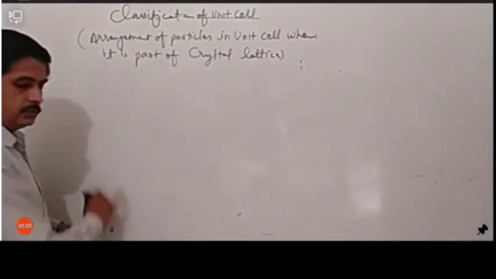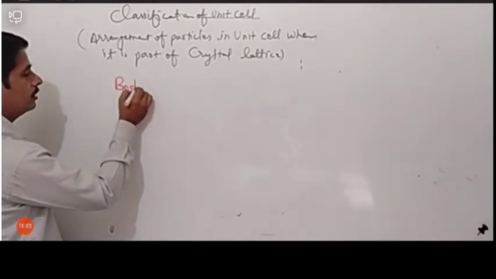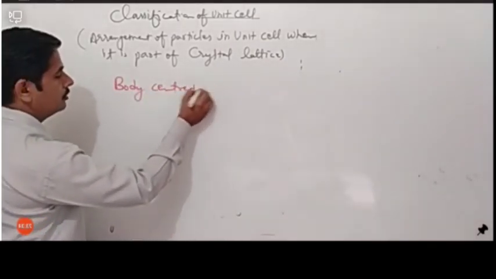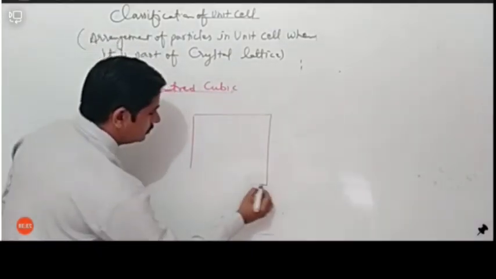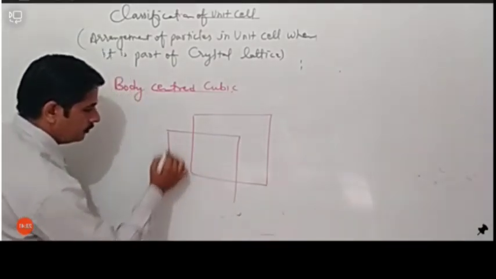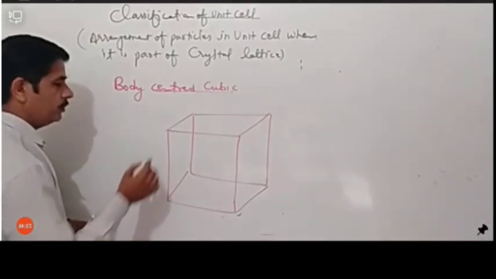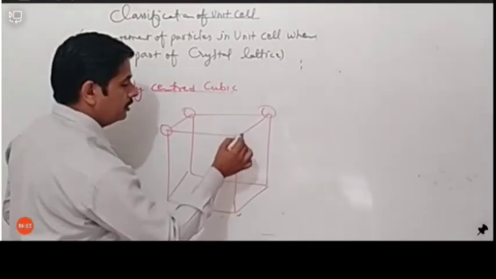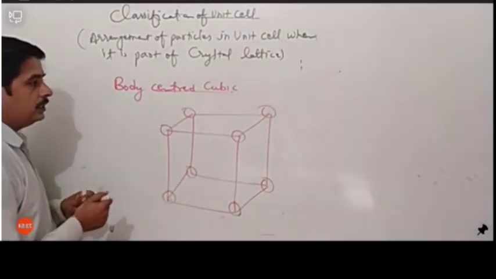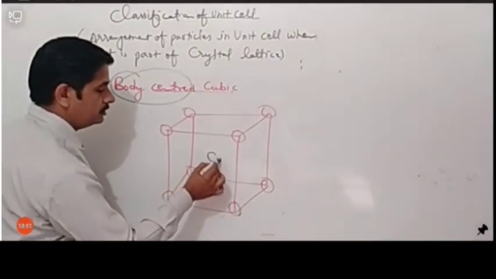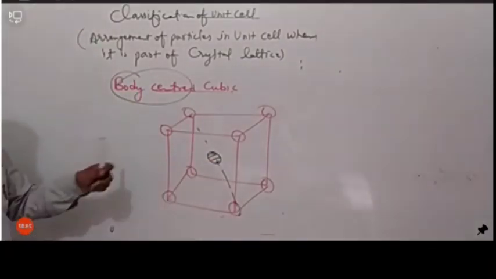Let's see the next one, BCC, body centered cubic. In case of body centered cubic, we have this diagram. And we know in body centered cubic we have 1 particle at the corner of each unit cell, and 1 particle will be in the body center, like this. इस तरह से होगा.